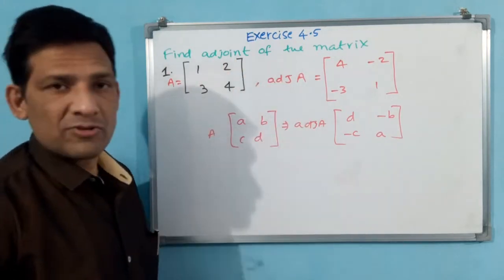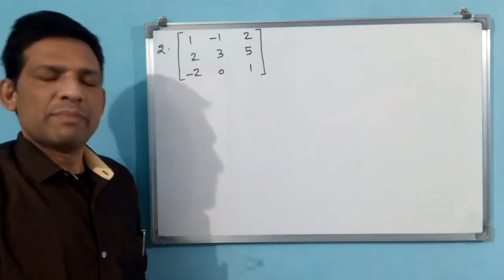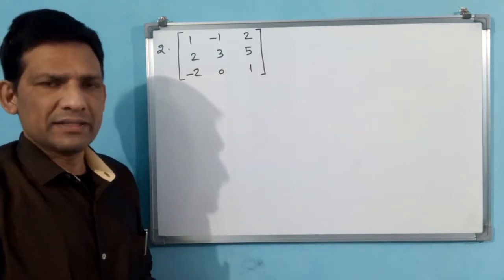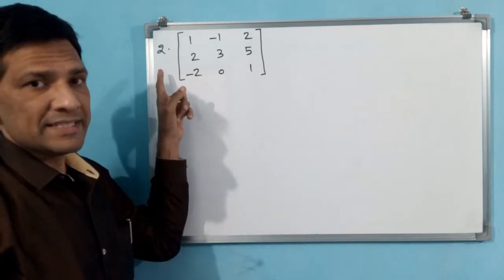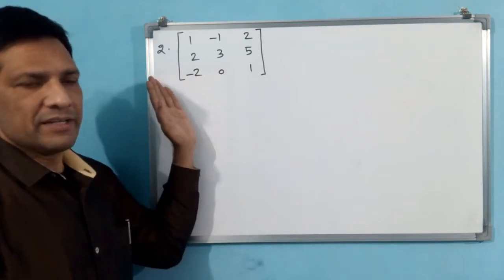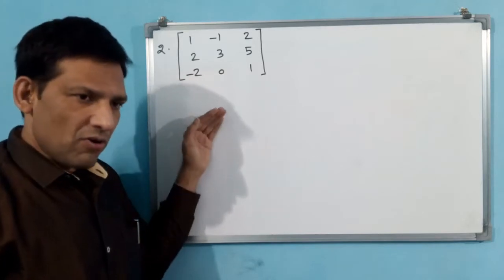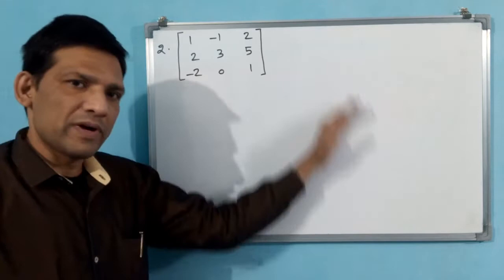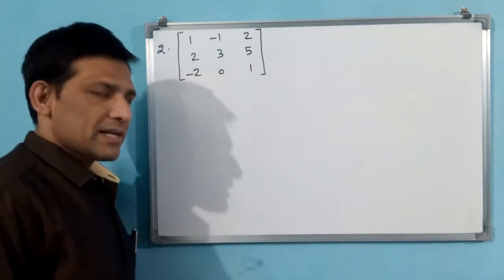That also we have to find the adjoint. See the second question. This is a 3 by 3 matrix, but this also we have to find the adjoint. We know how to find the adjoint for a 3 by 3 matrix also. First let us take this as A, because for adjoint A you have to write A. Consider this as A. Then write all minors, afterwards all cofactors, afterwards the transposed cofactors in matrix form. That is going to be called the adjoint. Let us do it.